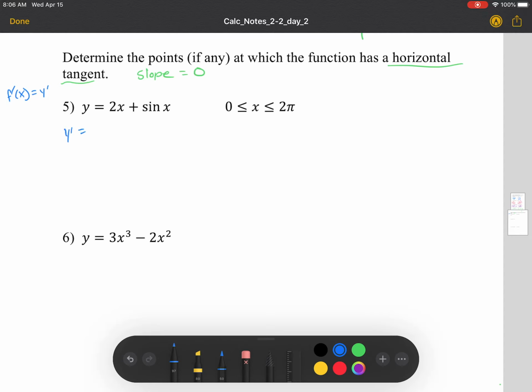So, first step for 5, we're going to take the derivative. We got our y prime equals 2 plus cosine of x. Okay, so now if we set it equal to 0, we start to simplify. We get negative 2 equals cosine of x. But wait, that's not possible. There's nothing you can plug in to get that. So this is one of those things, if any. So we'd say not possible.